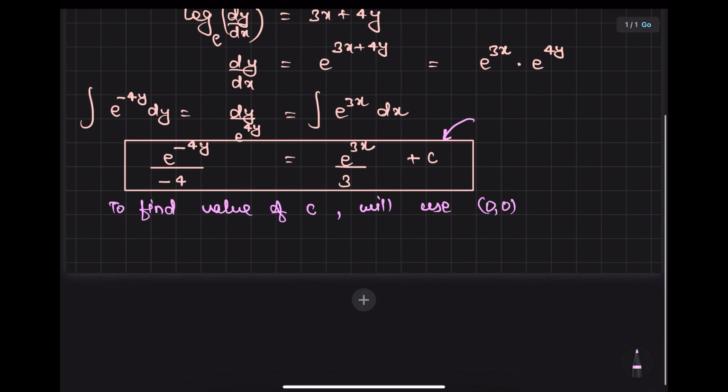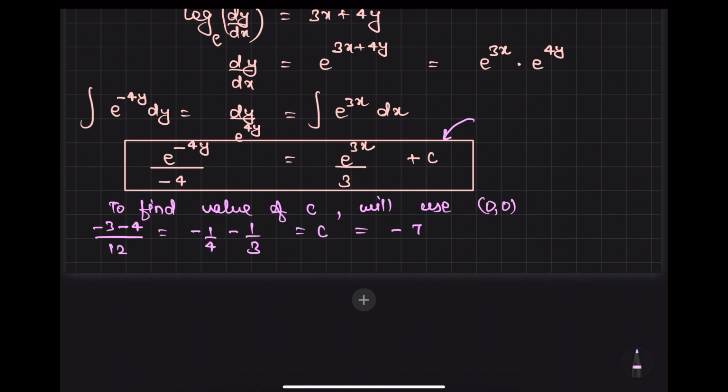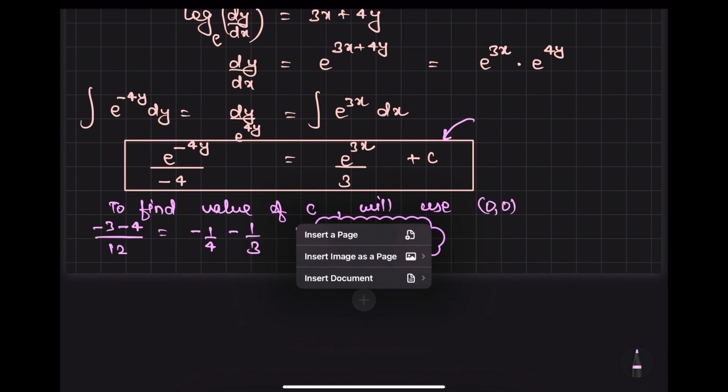So if you put y as 0, this thing will become e power 0. E power 0 is 1. So we have minus 1 by 4, and then this thing will become, again, e power 0, which is 1. So it will become minus 1 by 3 equals c. Now simplify things. So we got 12 minus 3 minus 4. So the value of c becomes what? Minus 7 by 12. So we got our value of that arbitrary constant c.